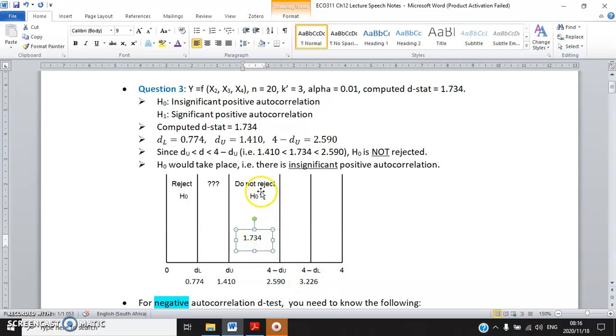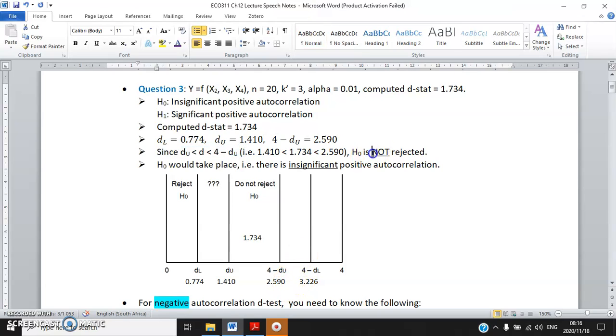Then you can work out 4 minus DU and 4 minus DL, and then the computed d-stat 1.734 this time, good news, lies in the do not reject H0 region because it is greater than DU but smaller than 4 minus DU. Therefore, good news, the null hypothesis is not rejected. Therefore, H0 will take place, meaning there is insignificant positive autocorrelation.